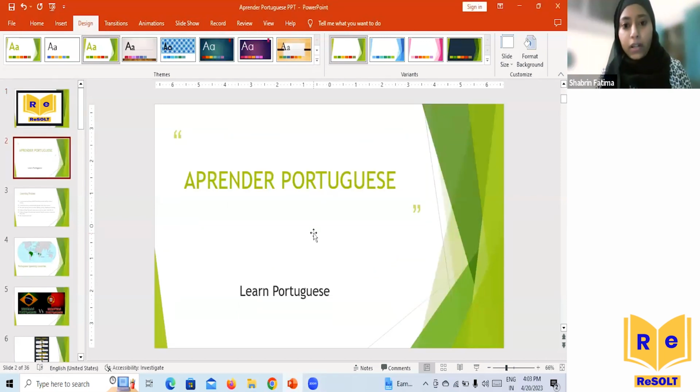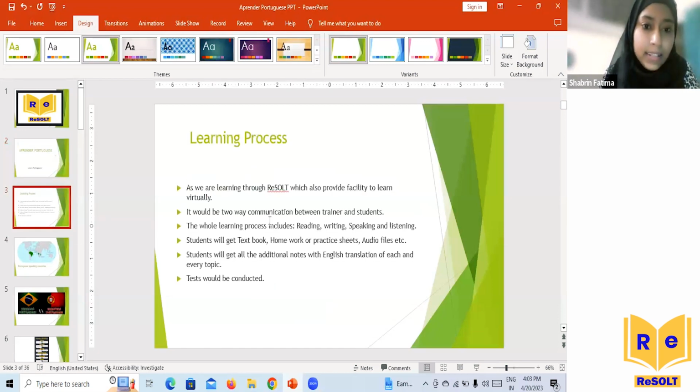Let's start. This is the topic, Aprender Portuguese. That means learn Portuguese. Aprender means to learn. Next we have the learning process. What is the learning process through ReSOLT? As we are learning through ReSOLT, what would be the process of learning, the whole learning criteria?